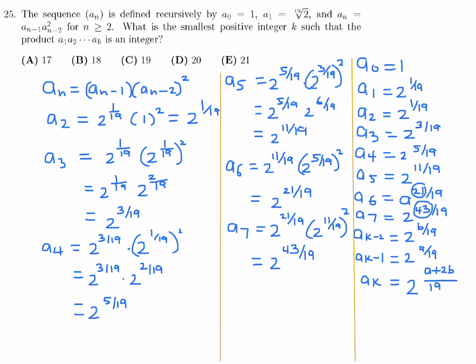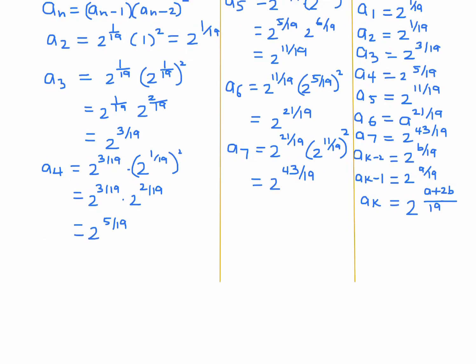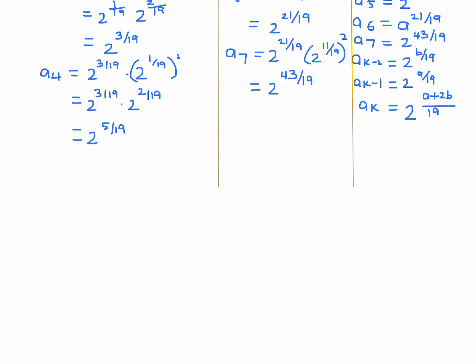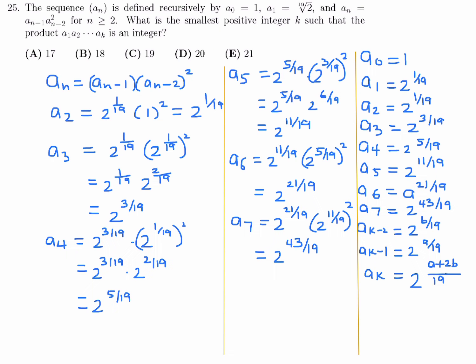For example, this guy was 21 plus 2 times 11, which is 43. And this one was 11 plus 2 times 5, which is 21. And 10 plus 11 was 21. So this is really sort of our formula, where the one before it, a_{k-1}, is a over 19, and a_{k-2} is b over 19. All right, so based on that, let's create more of an extrapolation.